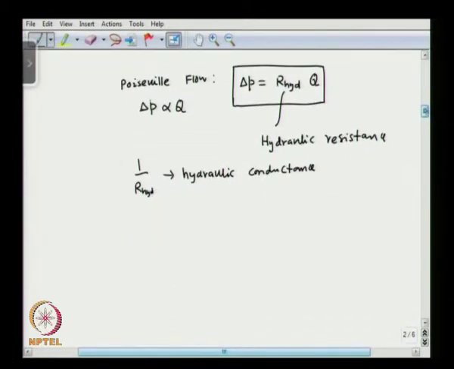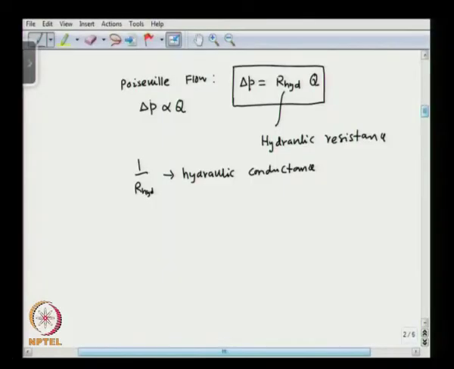So, what we see here is the Hagen-Poiseuille law, which is delta P equal to R hydraulic into Q, is similar to Ohm's law. In case of Ohm's law, the voltage difference is the product of current and resistance. So, Poiseuille flow is equivalent to Ohm's law, which is delta V equal to I into R.